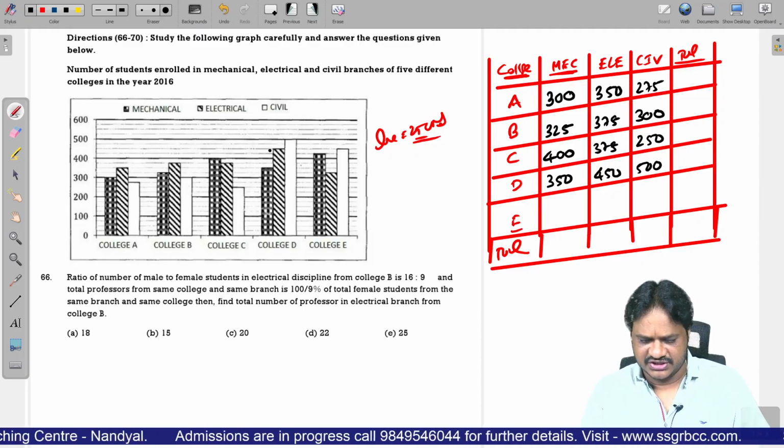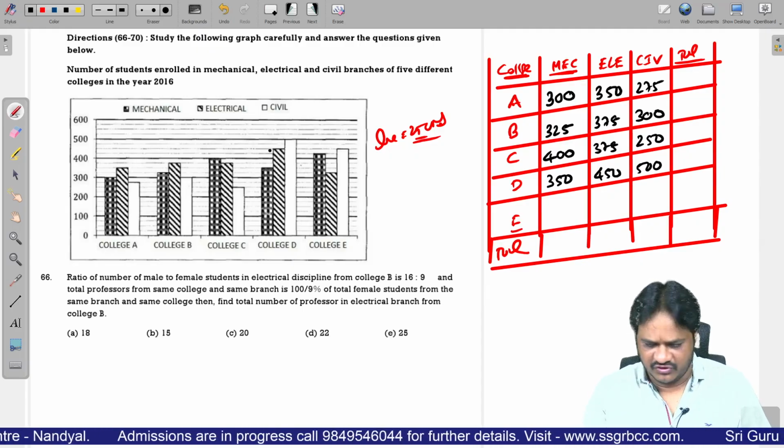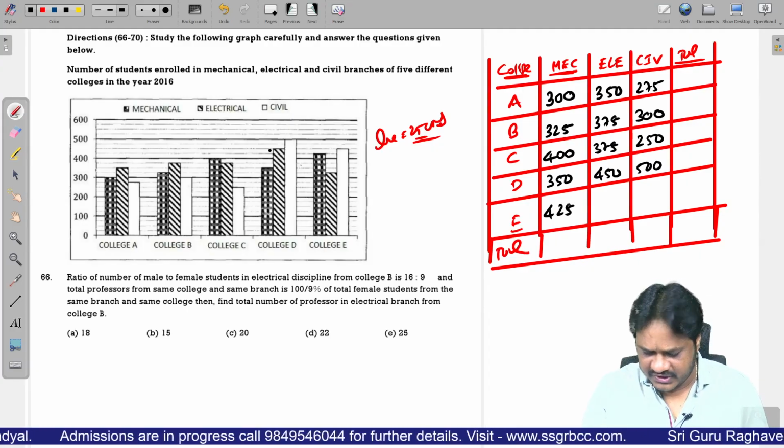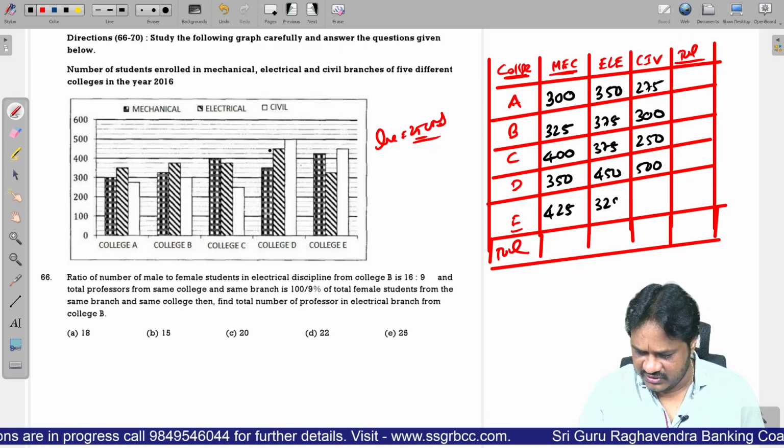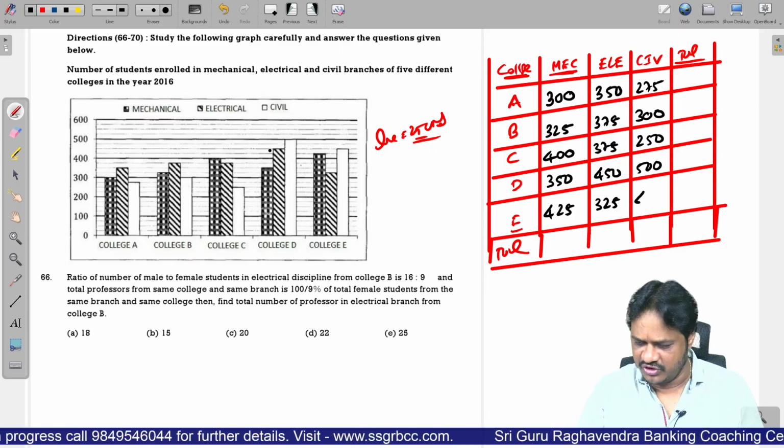Next, college E. The first one is 425. The next one is how much? 325. The next one is 450.